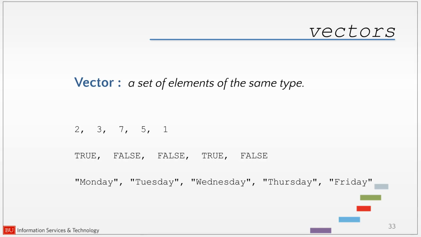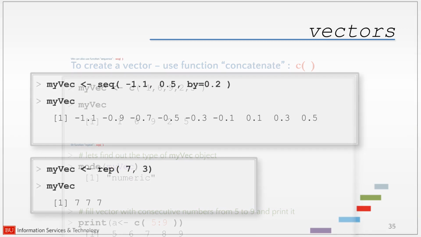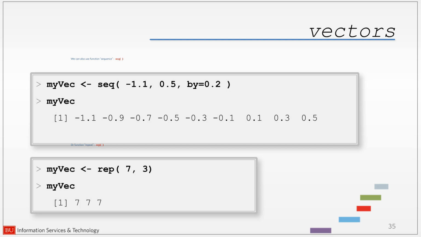A vector is a set of elements of the same type, such as a sequence of numbers, logical values, or character strings. To create a vector, use the concatenate function, c. The mode function checks the object type. You can also fill a vector with consecutive numbers using the colon operator. The seq function creates a sequence of numbers with specified intervals. The rep function repeats a value a specified number of times to create a vector.